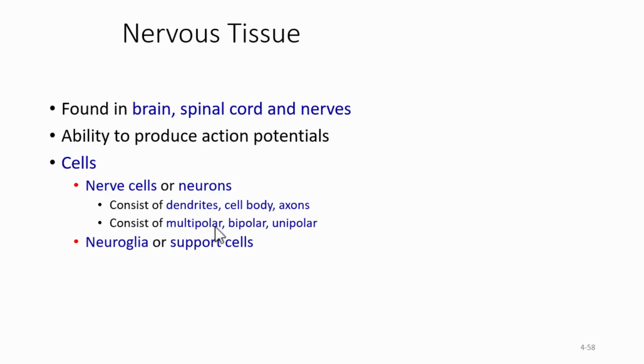So again, the nerve cell or neurons consist of dendrites, cell bodies, and axons. And they can be multipolar, bipolar, or unipolar. We'll get into that at the end of the semester, what that means and what that looks like when we get to the nervous system. But not just the nerve cells are found in nervous tissue, but we also have this other stuff called neuroglia, or support cells. Okay, so neuroglia.